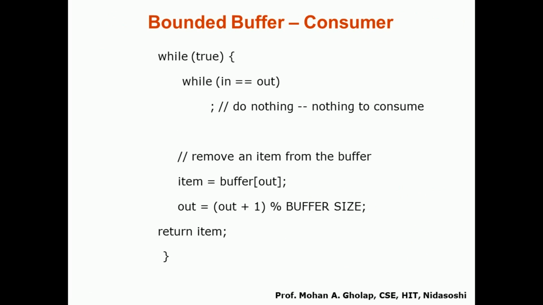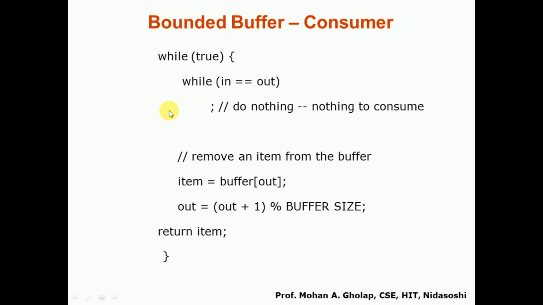Next we'll see how we can implement the consumer process. What is the consumer process? The consumer process is a process which will be consuming the data that is created by the producer. In the consumer process, again we use an infinite loop, while true, and here we check whether the buffer is empty. If the buffer is empty, we don't have anything to be consumed, so we cannot do anything there.